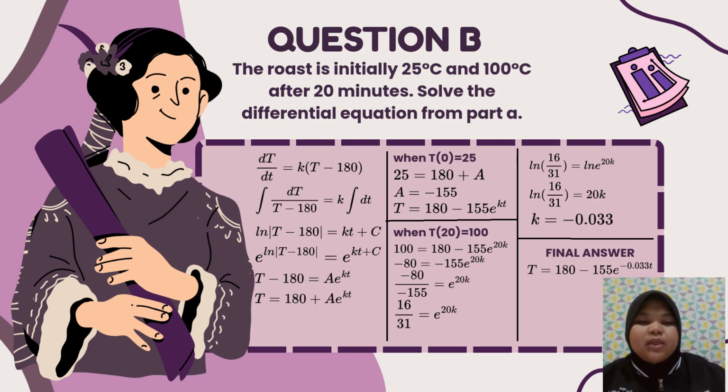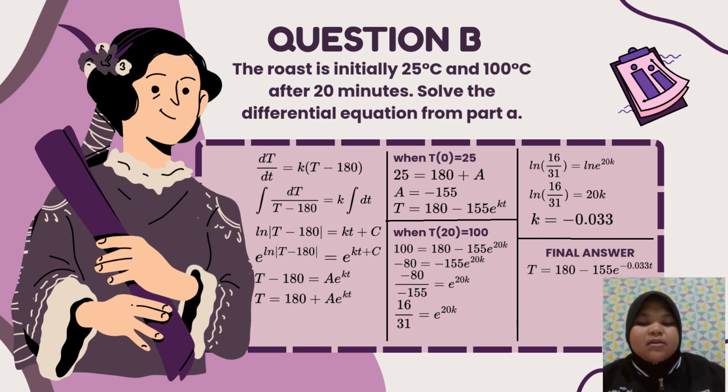Next, we use the second condition. When the time is 20 minutes, the temperature of the roast is 100 degrees Celsius. By substituting these values into the equation, we can solve for the constant K. After rearranging the equation and taking the natural logarithm, we find that K equals negative 0.033.